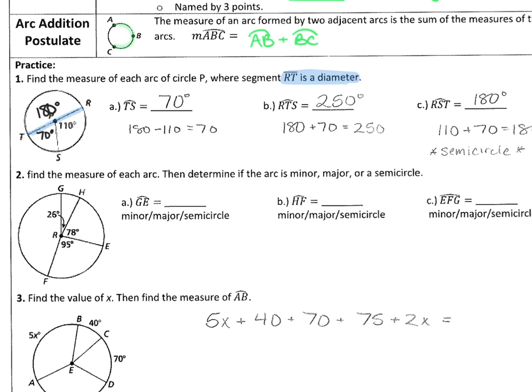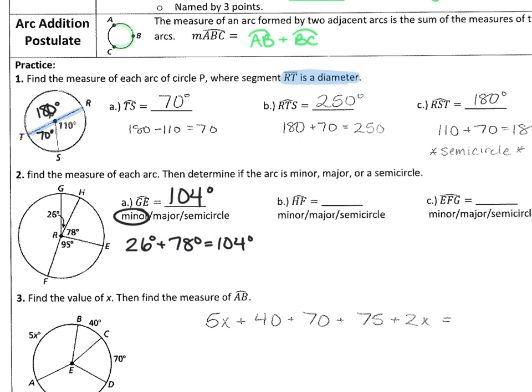For number 2, part A, it wants me to find GE, which means I'm finding the measure of this arc here. Since the central angle here is 26 and the central angle here is 78, the arc that combines those together I can find just by doing 26 degrees plus 78 degrees. When you do that, you should get 104 degrees, which is the measure of arc GE. Now question, does that make it a major, minor, or a semicircle? Minor, because why? Less than 180.